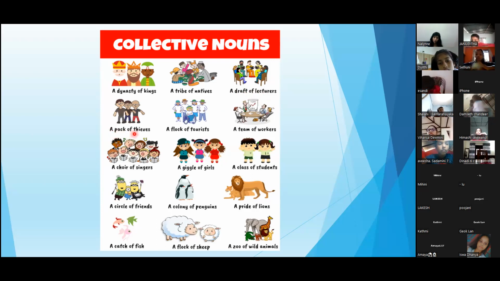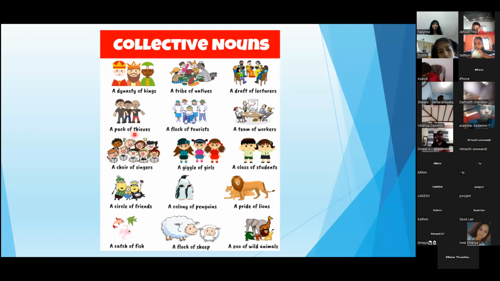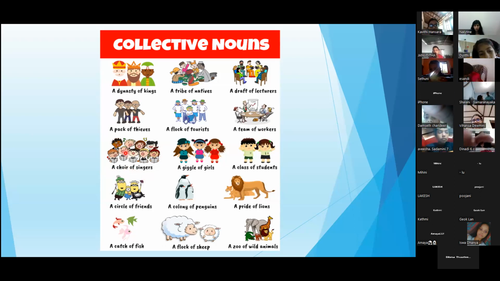A pack of thieves. So when there's more than one thief, and it's a group of them, we call them a pack of thieves. A flock of tourists. When people come to visit your country and they come in a group, we refer to them as a flock of tourists. A team of workers, all right? A choir of singers. So when you have people singing, a group of children or group of people singing together, you call them a choir of singers, right?